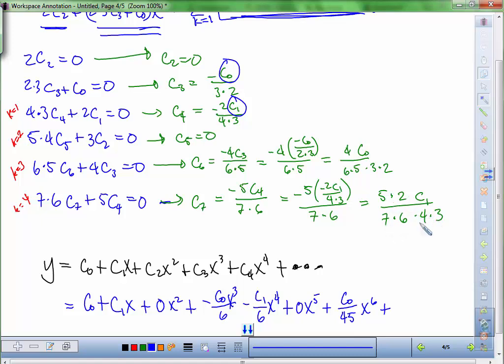And then, oh, now that's too big. So you guys figure it out. 5 C1 over, it looks like I need, I took one of the 2's out, so I have 252. The 5 doesn't cancel, so I'm going to leave the 5 there.